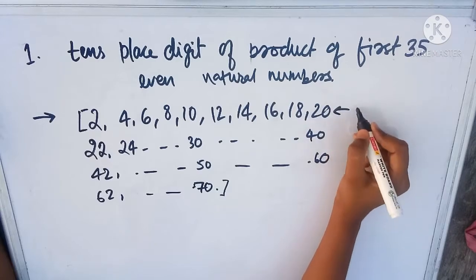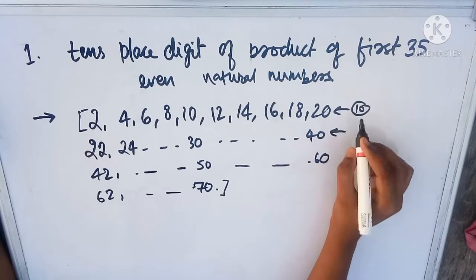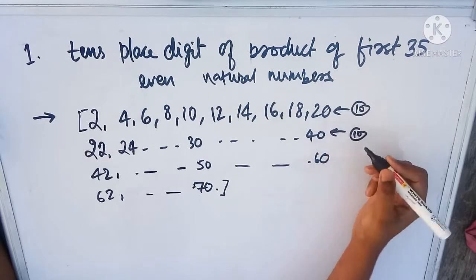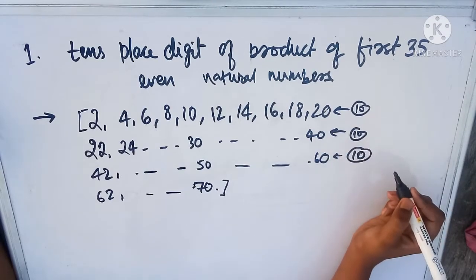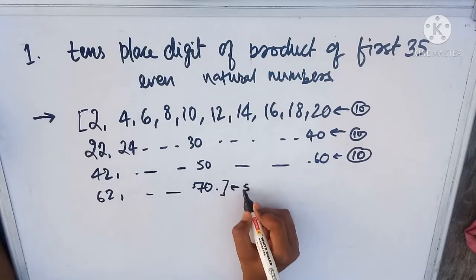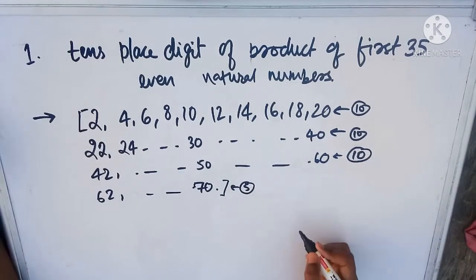Here in the first row we have 10 natural numbers. In the second row we have another 10 even natural numbers, and in the third row we have another 10 even natural numbers, and here we have 5 natural numbers. So overall we have the first 35 even natural numbers.